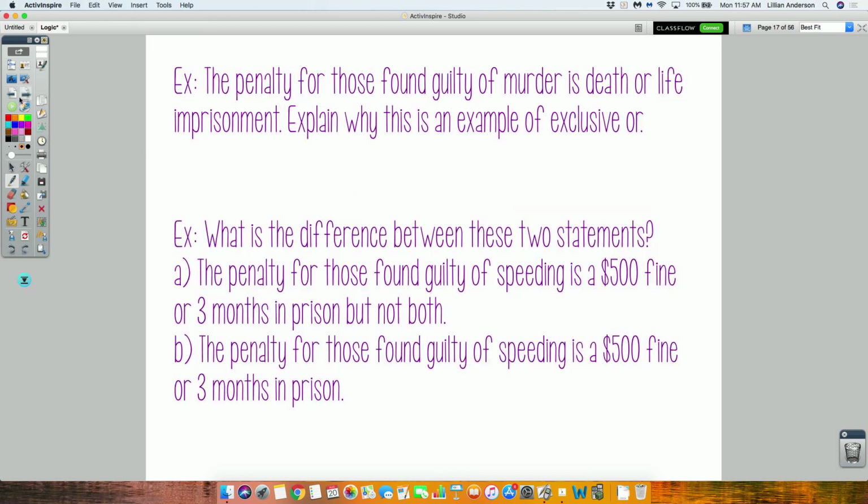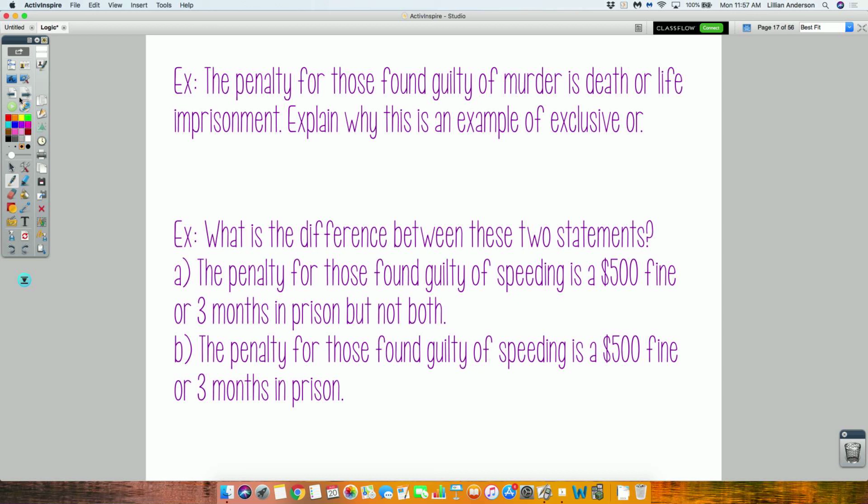Okay? So, if you look at the first one, the penalty for those found guilty of murder is death or life imprisonment. Why is this exclusive or? You can't do both. Because you can't do both, okay? Either death or life in prison. They don't do both. Granted, yes, if you have life in prison, you are going to die, okay? Because you're still in prison, but it's either death, execution, or imprisonment. So that is why it's an example of exclusive or.